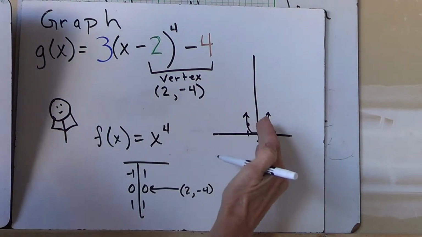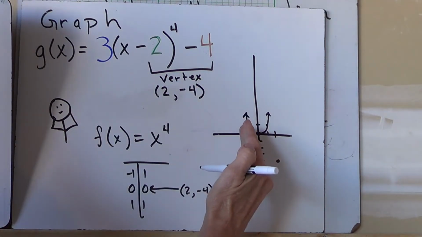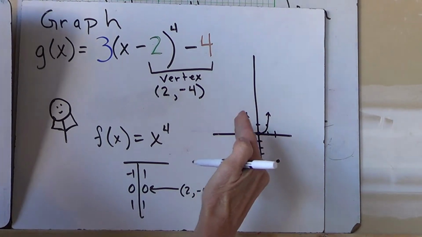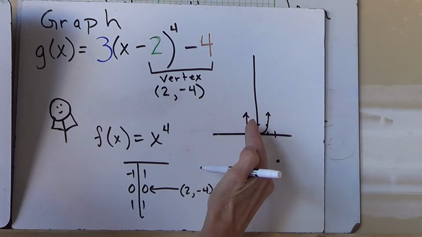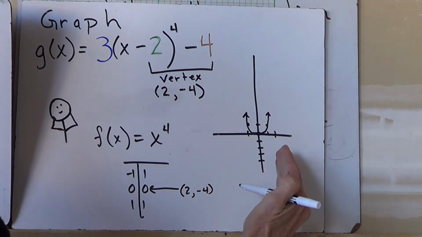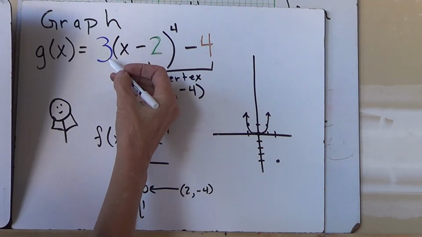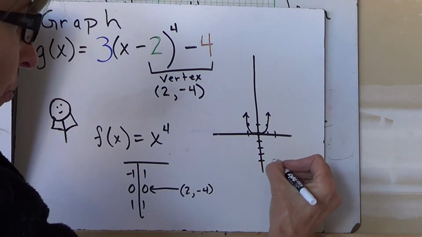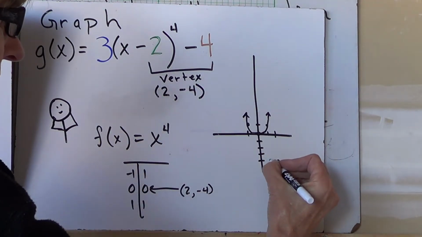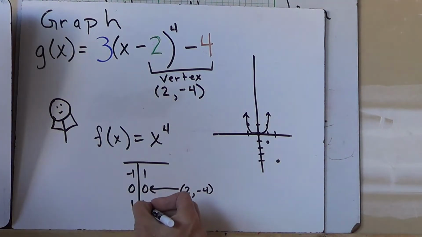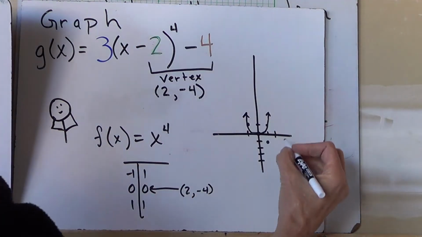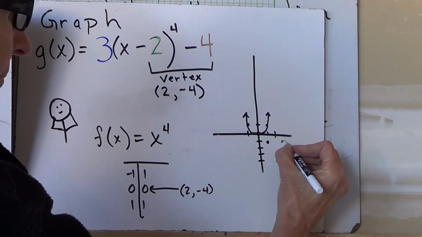Okay, so now when I go 1 to the left, normally I go up 1. Instead, when I go 1 to the left, I'm going to go up 3. So I go 1 to the left, and I go up 3. Now, when I go 1 to the right, I normally go up 1. Instead, I'll go 1 to the right, up 3.